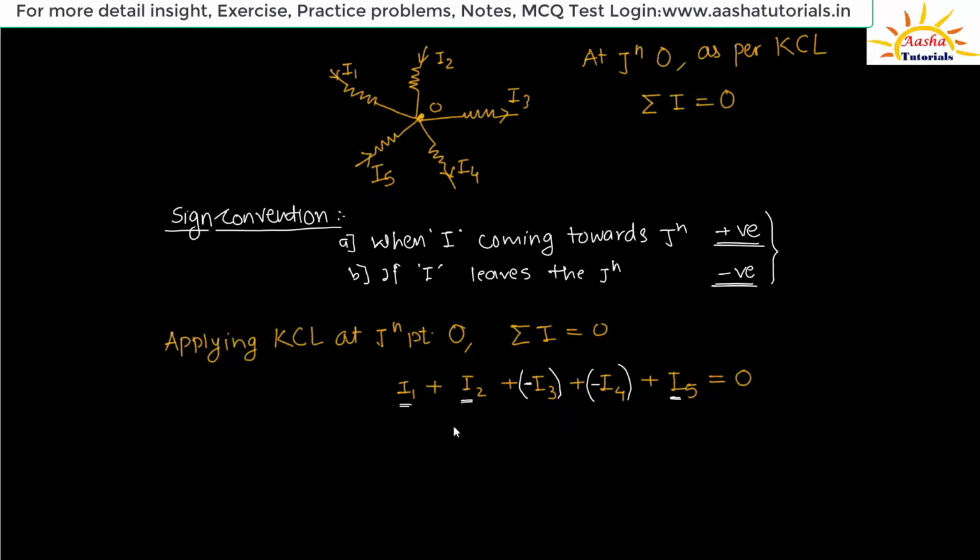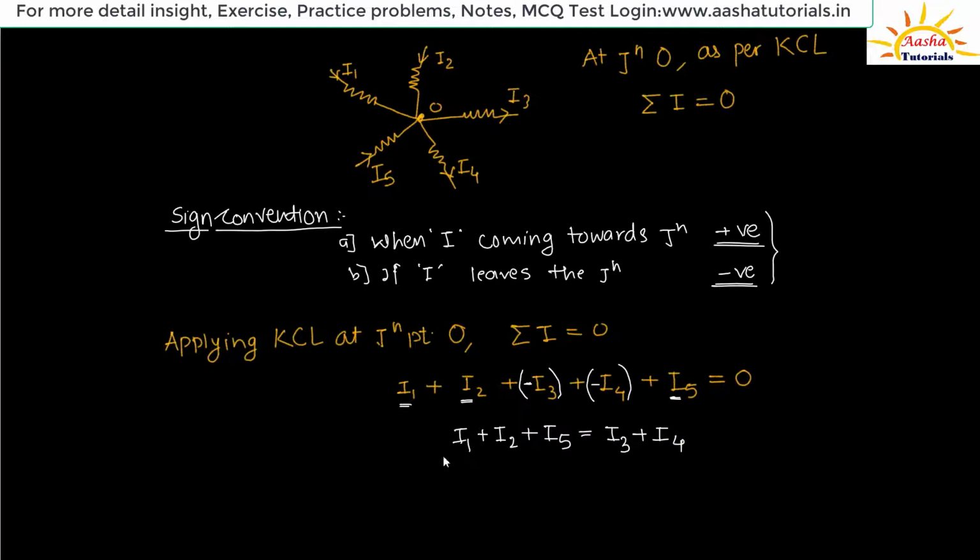So what do we get here? We get I1 plus I2 plus I5. These are positive currents, and I3 and I4 are negative. If I take these two negative currents to the right side of the equal sign, I can take them as I3 plus I4, and this is what we have.